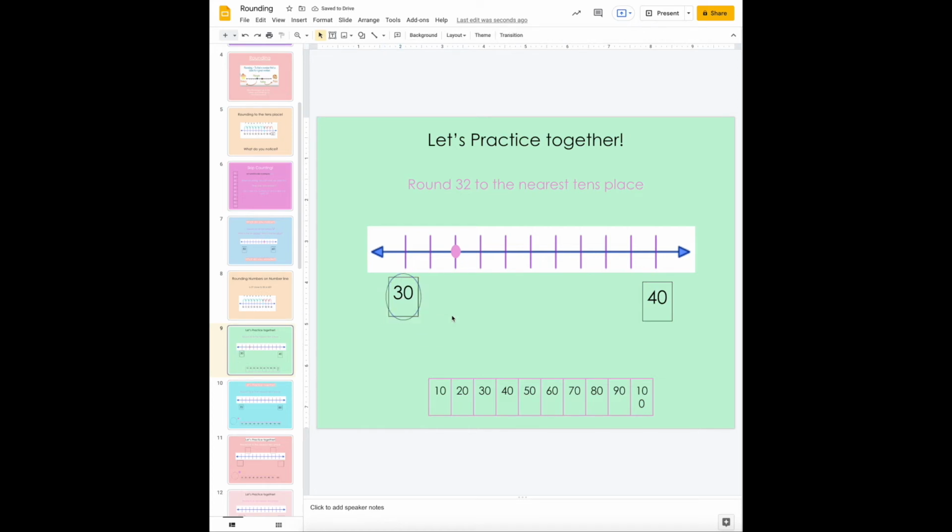Now we want to see, did we round up or did we round down? As you can tell, we were at 32 here, and we had to jump down to 30 because that's what was closest, so we rounded down.